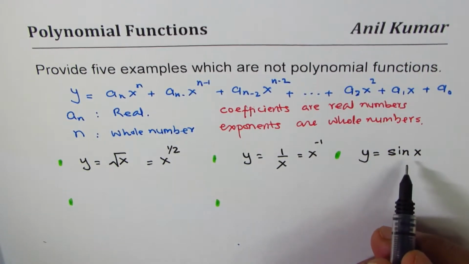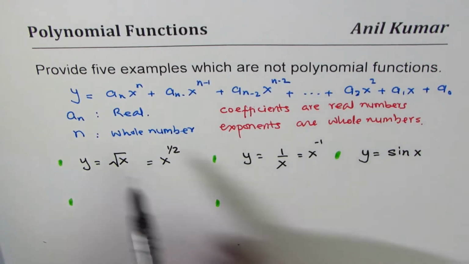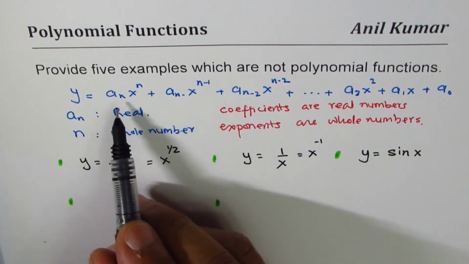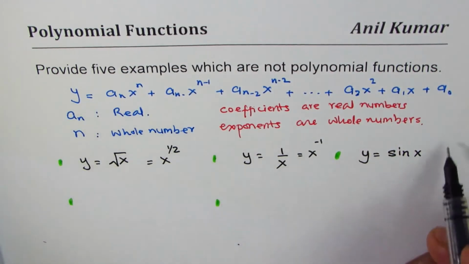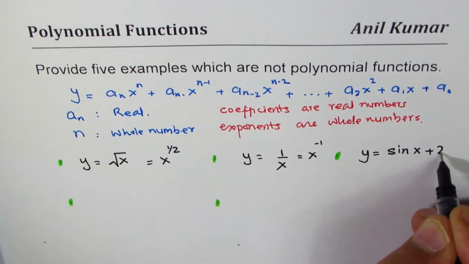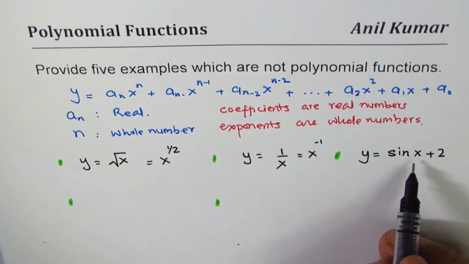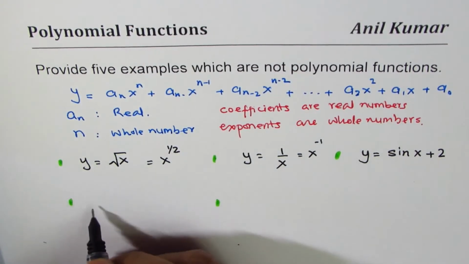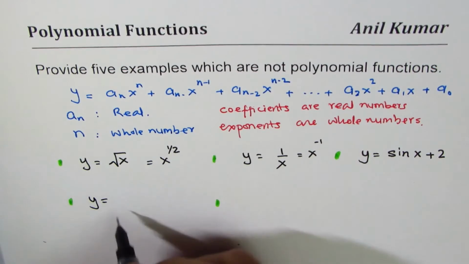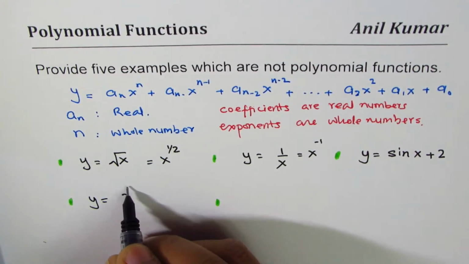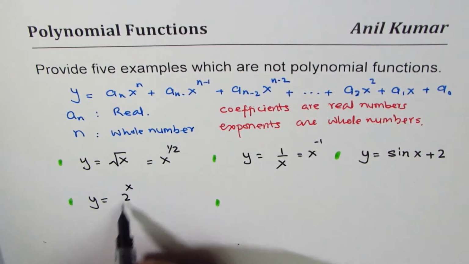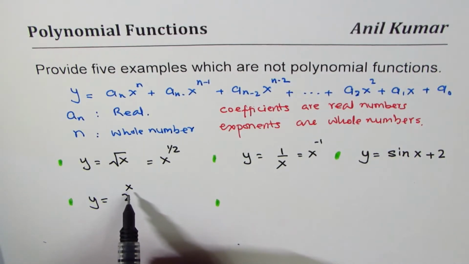Now this is not a polynomial, since a_n x, this kind of a thing, should have a real number, right? If I write sine x plus 2 or something like this, this is not a polynomial function, right? Or we could write an exponential function as 2 to the power of x, for example. Here the exponent is a variable, so that cannot be a polynomial function, right?